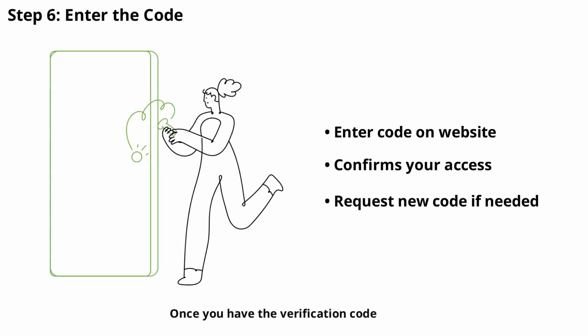Once you have the verification code, enter it into the designated field on the Social Security website. This step confirms that you have access to the phone number or email you provided. If the code is correct, you'll move on to the next step. If not, you may need to request a new code.